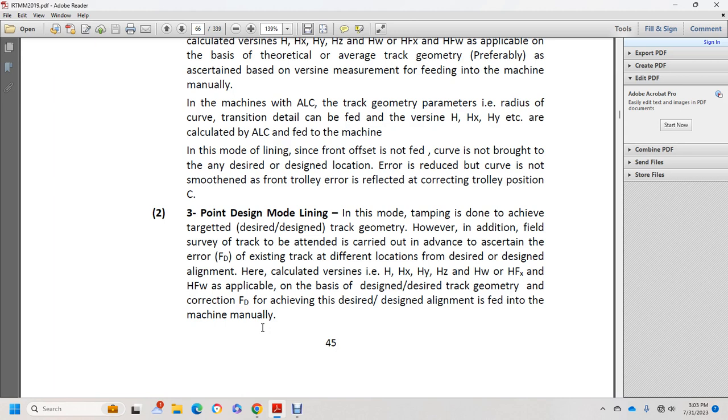H, X, H, Y, H, Z, H, W, or H, X, X, H, F, W act as the basis of the desired design, the desired track geometry for the correction. The desired design alignment is fed into the machine manually.